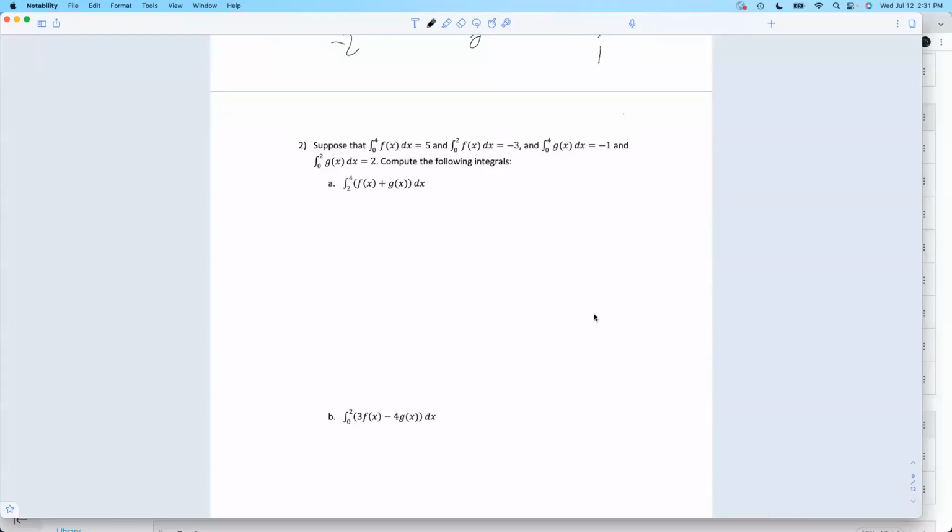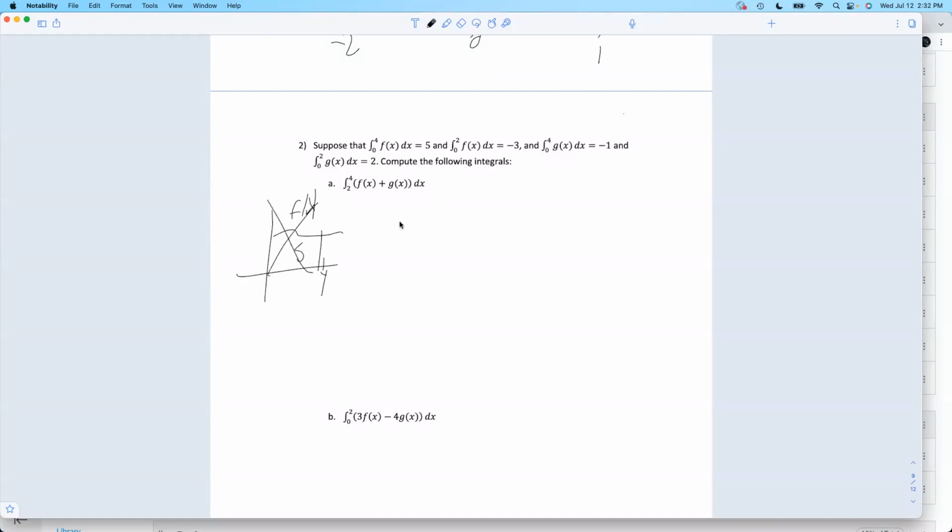Okay, so let's look at some examples here. We're told that from 0 to 4, the total area under f of x is 5. This total area is 5. And we're told from 0 to 2, it's -3.